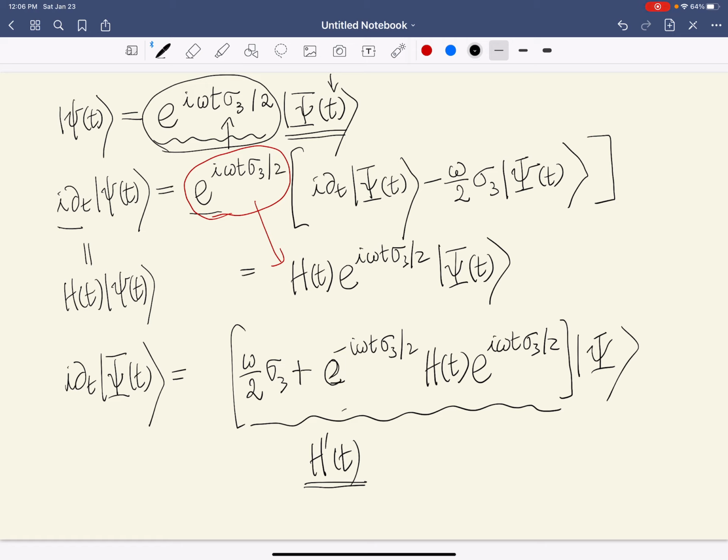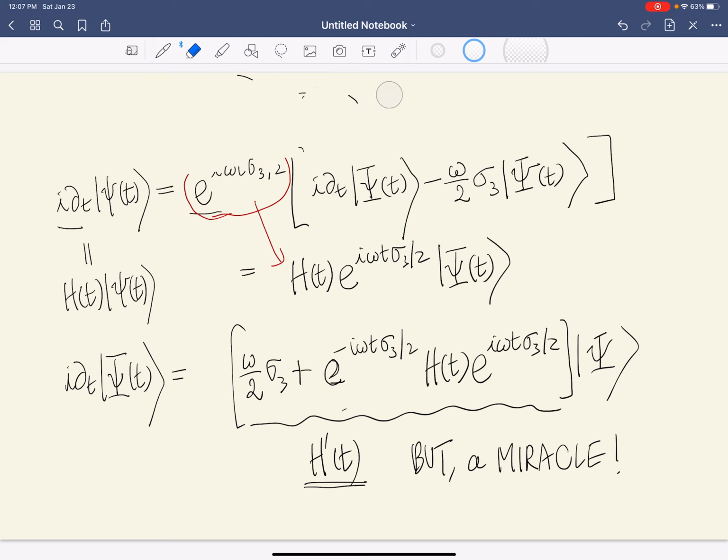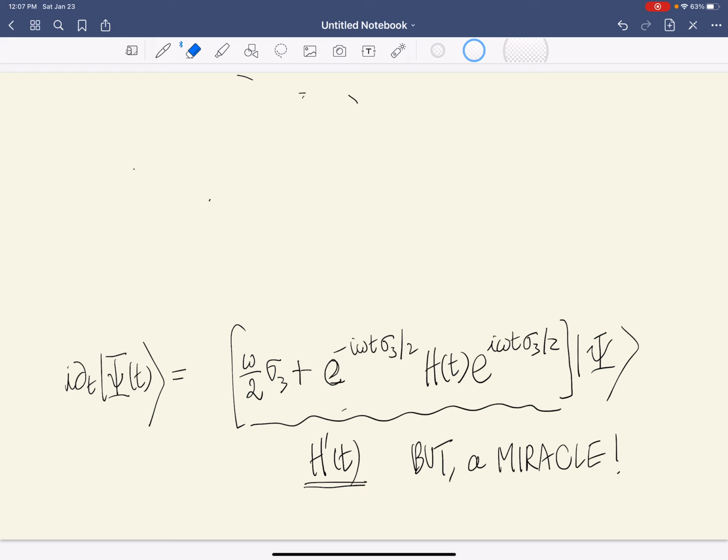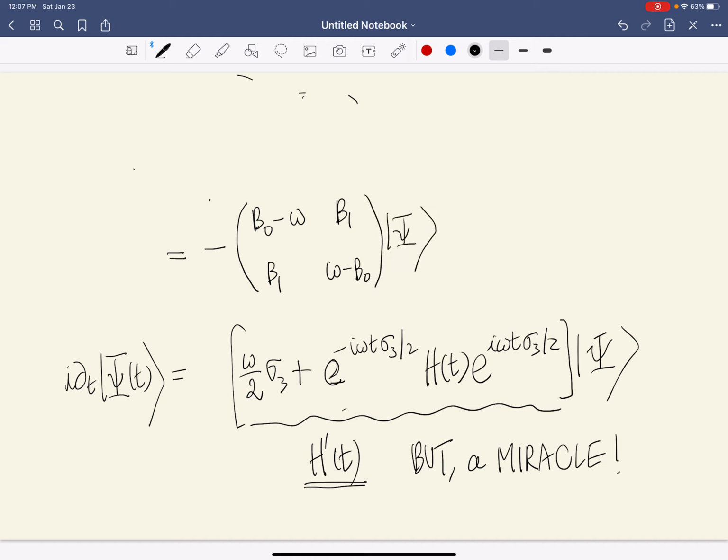But here a kind of miracle happens. I mean, that's the whole reason why we are doing this exercise of transforming to the so-called rotating basis. So what happens is nothing short of a miracle. In fact, instead of getting more complicated, it gets a lot simpler. So the new Hamiltonian is minus, B0 minus omega, B1, B1, omega minus B0, acting on the new wave function.